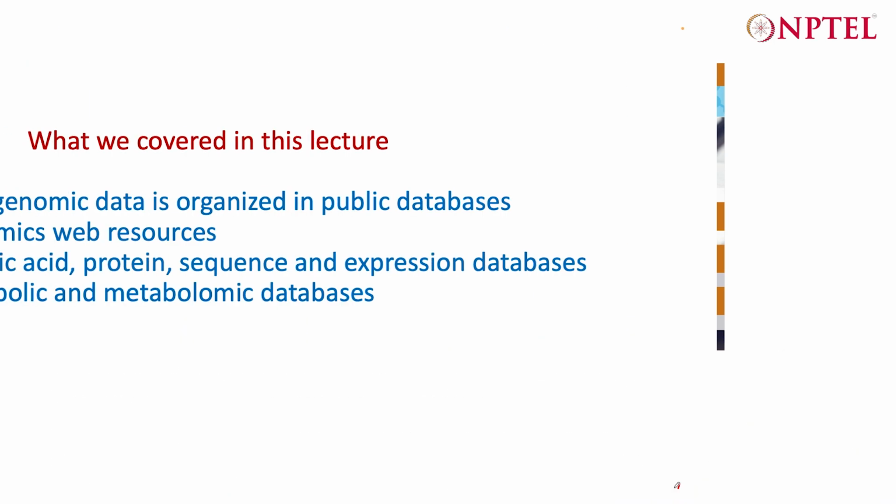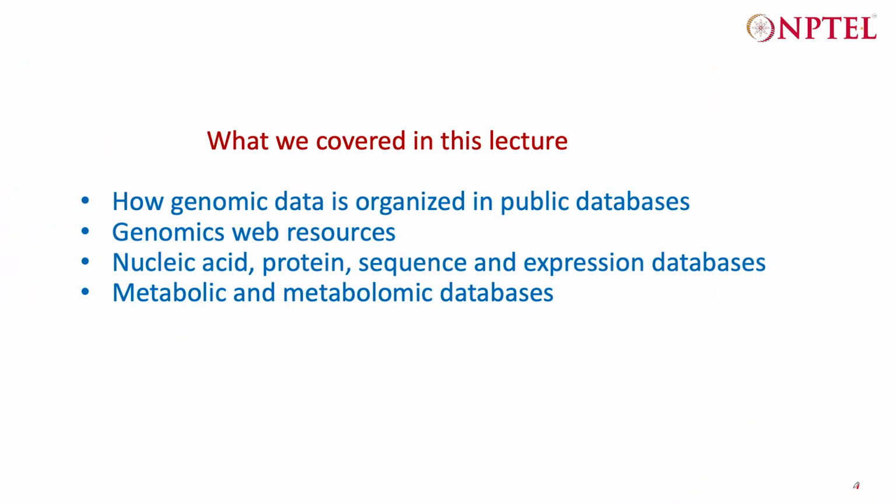So in this class we covered how the genomic data is organized in public databases and their structure, and the various genome web resources which are available, which provide this genomic data, including nucleic acid, DNA, RNA, protein data, sequence data, or the expression data. And we have also looked at the various metabolic and metabolomic databases, which are very important for finer analysis. Metabolomics particularly is becoming a very important area these days, because there we can measure the output, or the final product of a metabolic reaction.